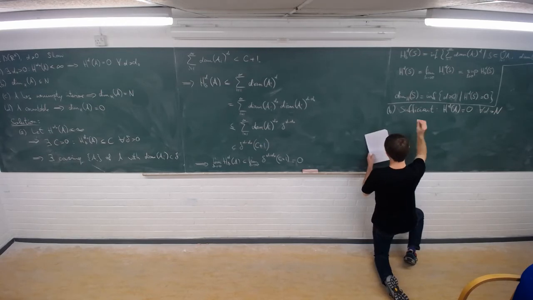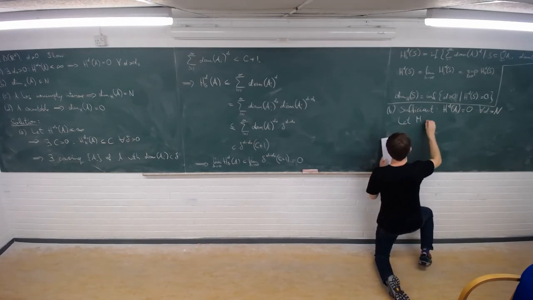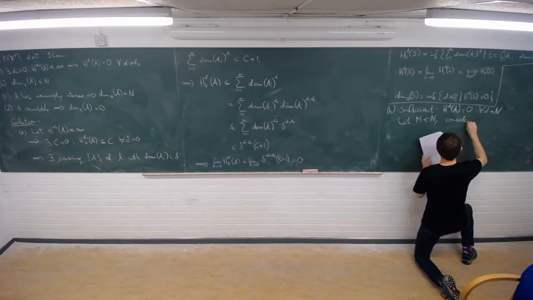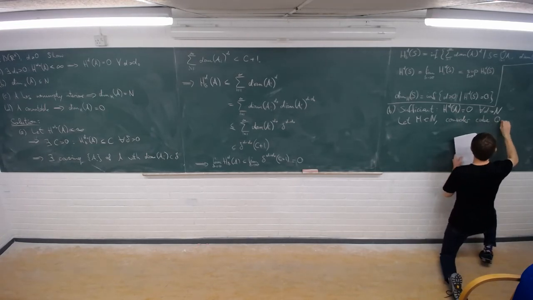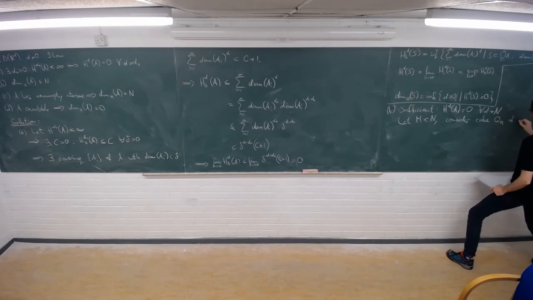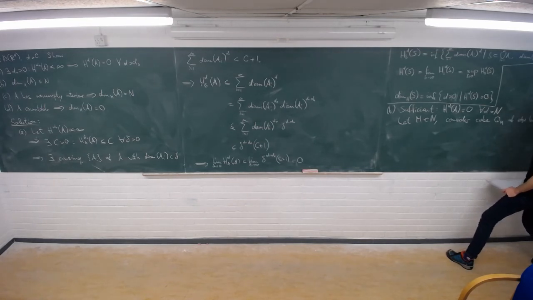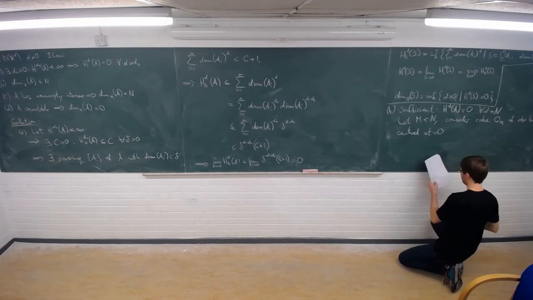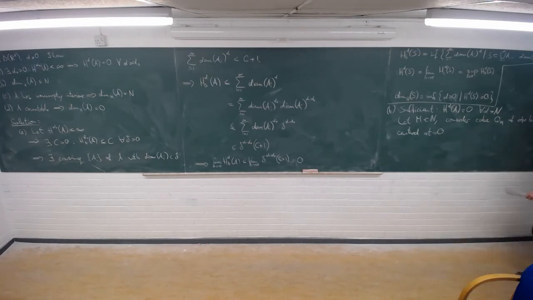And you can do this the following way. So start with a number m, be a natural number. And consider the cube Q_m, which has edge length m and is centered at 0. Okay, so this, not surprisingly, looks like this. So this is Q_m. And the size of this cube is determined by m.